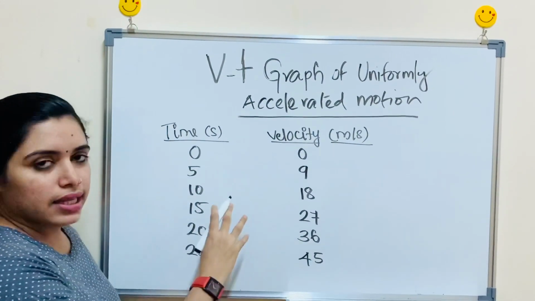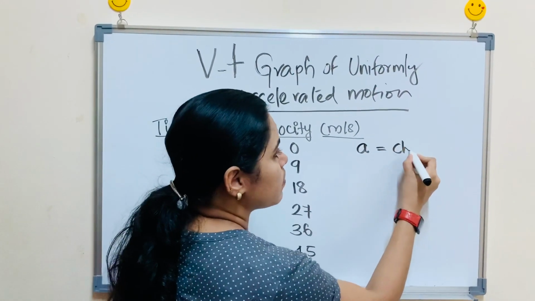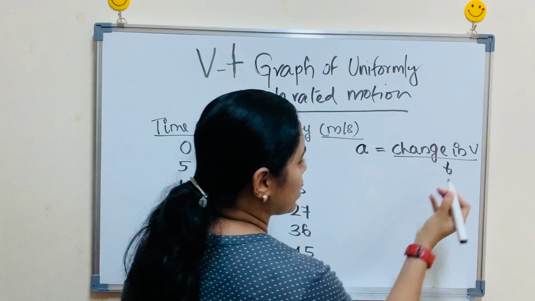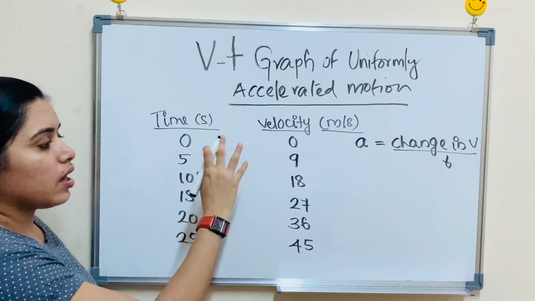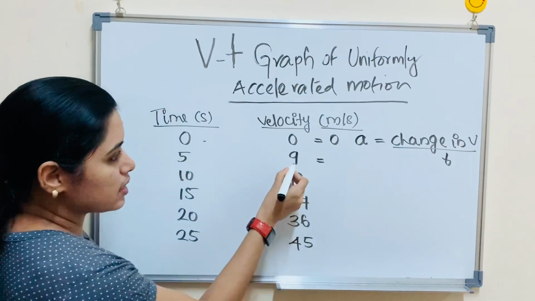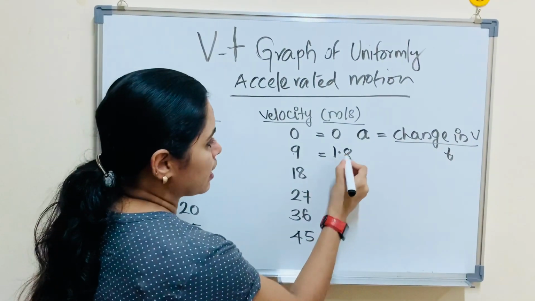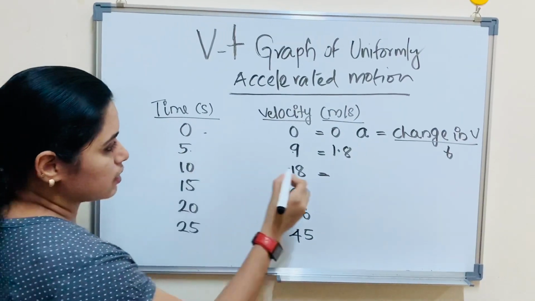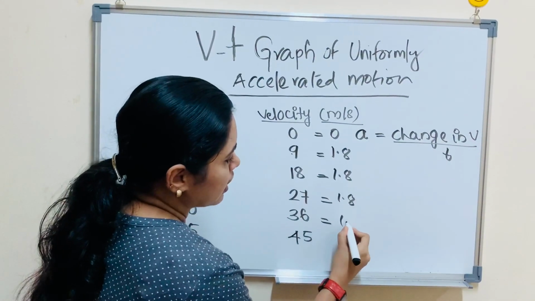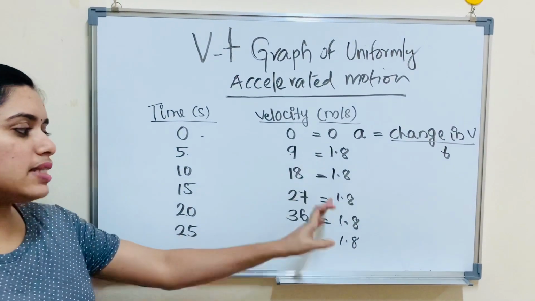And what about the acceleration from this table? We know that the equation for acceleration is change in velocity divided by the time taken. In each of these values, we can calculate the acceleration. In the first case, 0 by 0, it is 0. In the second case, velocity divided by time, that is 9 by 5, we will get 1.8. And in this case, 18 by 10, it is 1.8. Here also it is 1.8. In each of these values, we will get the acceleration as the same, that is 1.8.